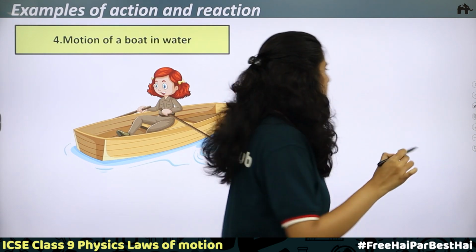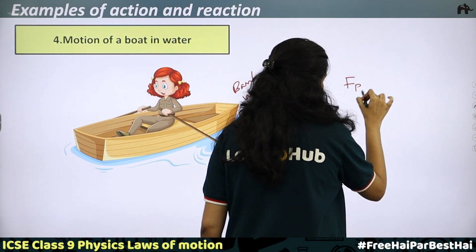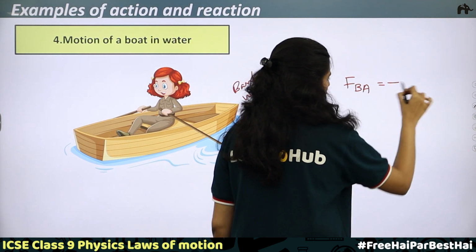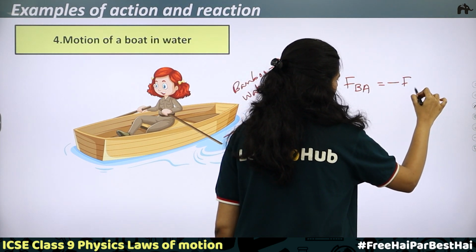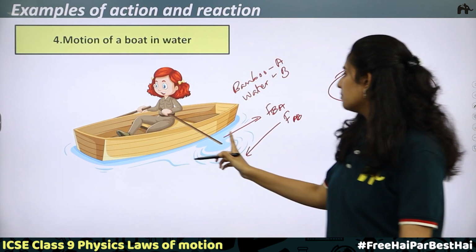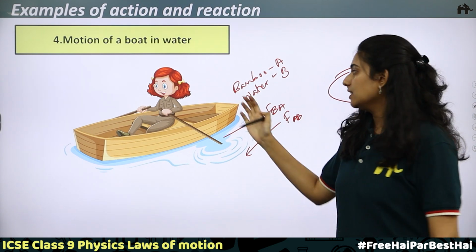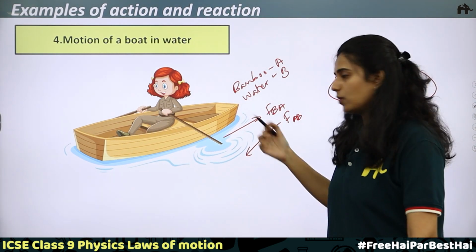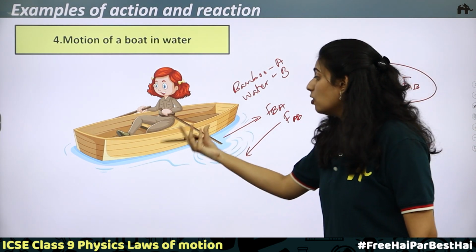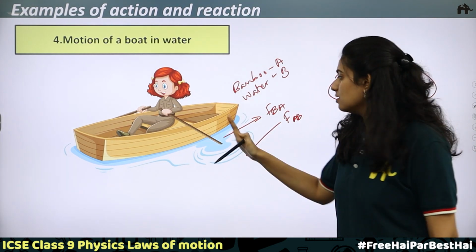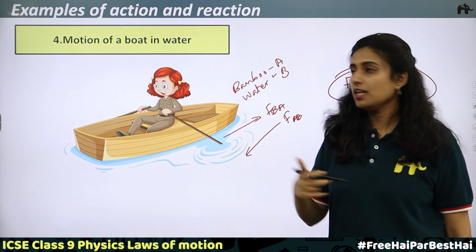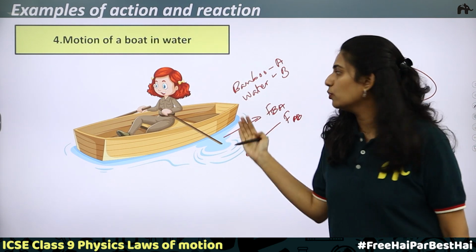So here again, the force applied by object A on object B will be equal and opposite to the force applied by object B on object A. Here bamboo and water are the objects and this is how the boat will be moving forward. So if somebody asks you what is the reason for a boat moving in water, this is what is happening and it is an application of Newton's third law of motion. Due to action and reaction forces, the boat is moving forward.